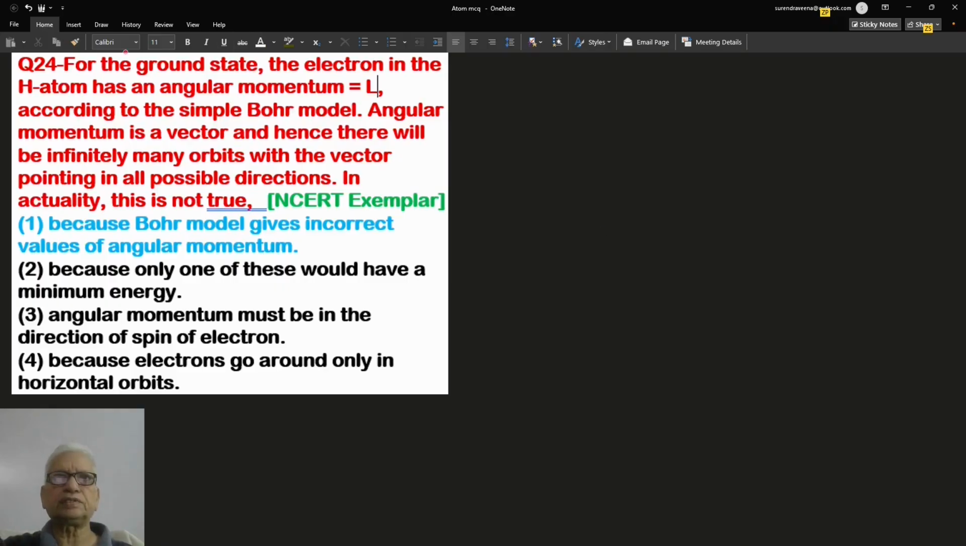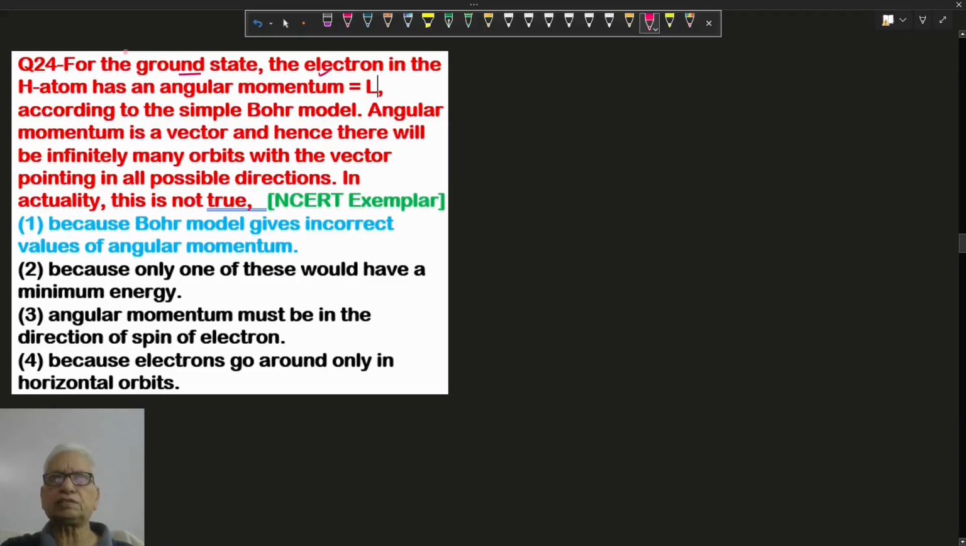Hello, in this question, for the ground state, the electron in a hydrogen atom has an angular momentum according to Bohr's model. Angular momentum is a vector quantity and there will be infinitely many possible orbits. So it's not true that the vector points in all possible directions, because Bohr's model gives correct values for angular momentum. It is valid only for the hydrogen atom. So this is the option.